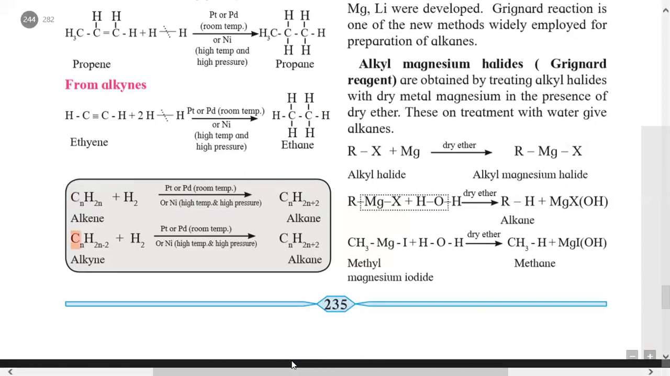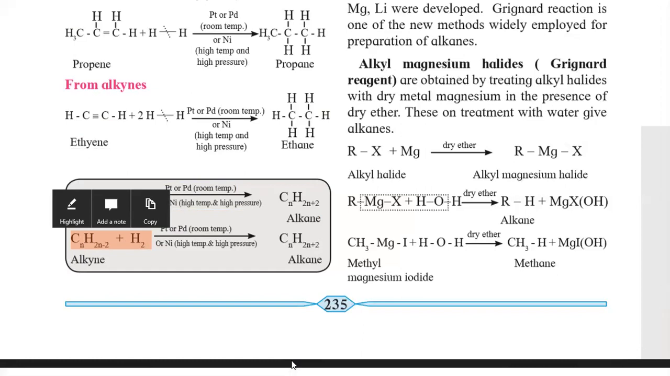Similarly, the general formula of alkyne is CnH2n minus 2. When dihydrogen gas is added in the presence of platinum, palladium or nickel, we get alkane having the general formula CnH2n plus 2.